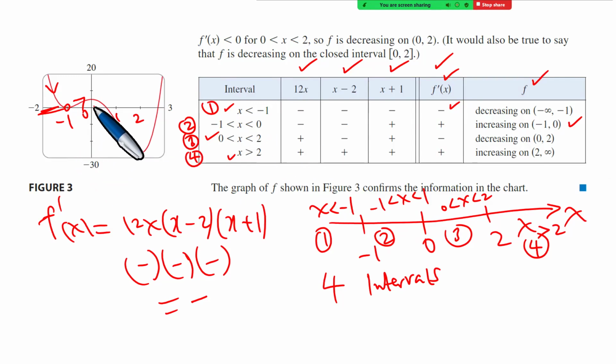Between x equals 0 and 2, what is the function doing? It's decreasing. It is going down. From here, it is going down, down, down, down, decreasing. And also now, when you look at the part x bigger than 2, x is 2 here, x bigger than 2, it's doing what? It is going up. It is an increasing function.